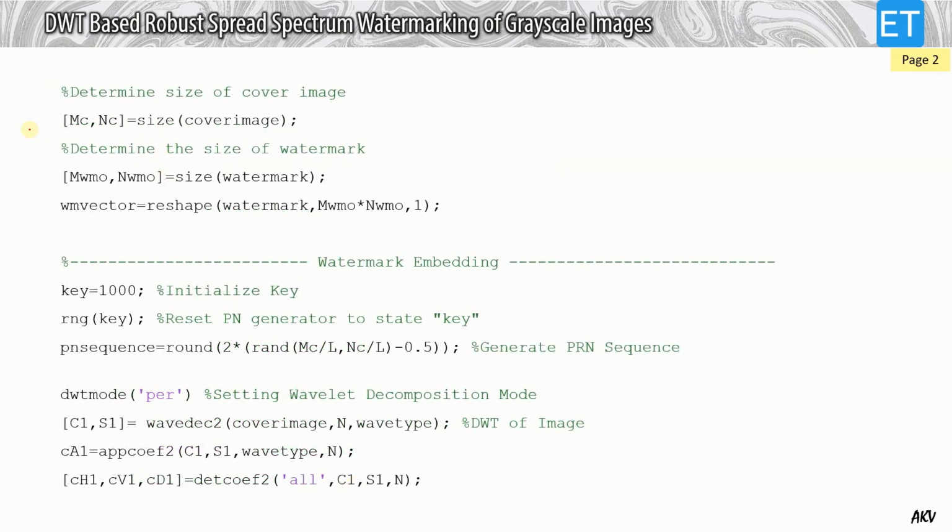Here I'm getting the size of the cover image, and here I'm getting the size of the watermark. And this 2D watermark is now converted into a 1D row vector.